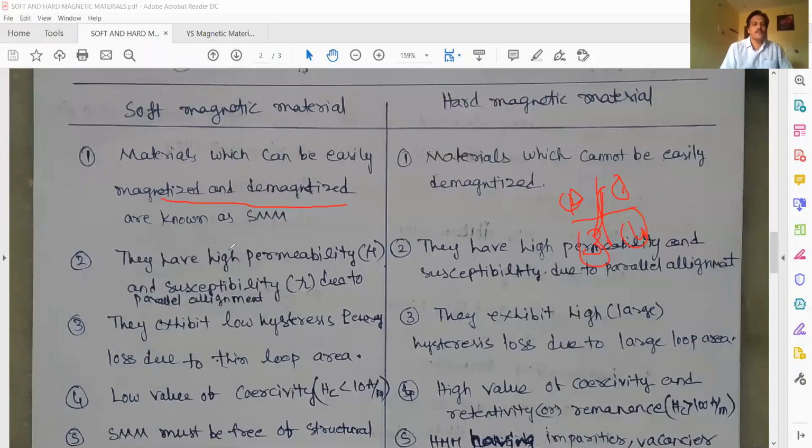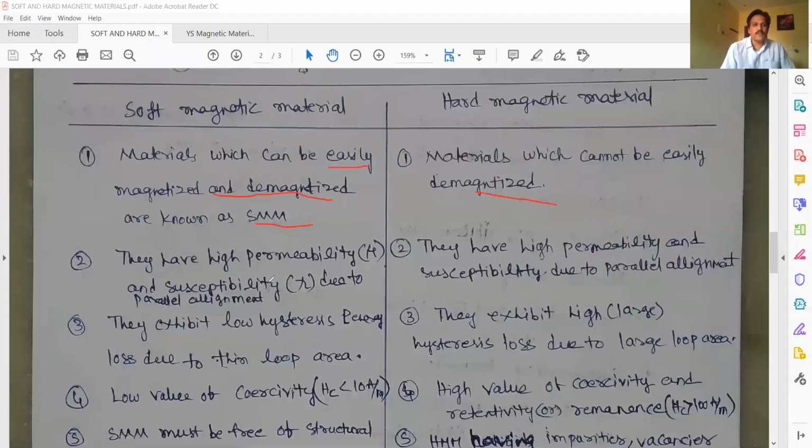So the materials which are easily magnetized and easily demagnetized are known as soft magnetic materials. Materials which cannot be easily demagnetized are called hard magnetic materials. Once it is magnetized, we have to spend a lot of energy to demagnetize it. That's why they are called hard magnetic materials. Which are easily magnetized and demagnetized are soft magnetic materials; which cannot be easily demagnetized are hard magnetic materials.